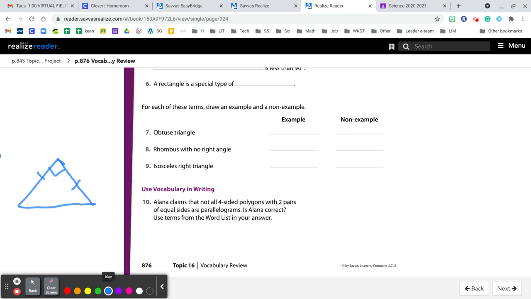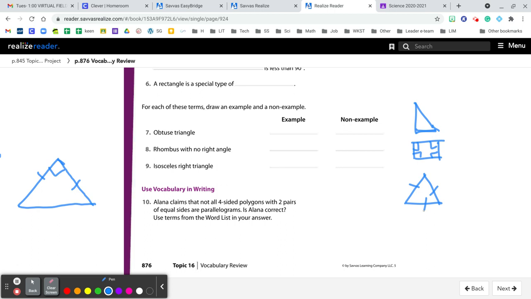A non-example of an obtuse triangle could be a right angle, which is not an obtuse triangle. A non-example of a rhombus with no right angle could be a square. That looks like a rectangle. And for an isosceles right triangle, actually we haven't talked about this, but equilateral triangles are also considered isosceles triangles, because the rule for isosceles is two equal sides. So an equilateral has three equal sides, so they actually fall into the same category.